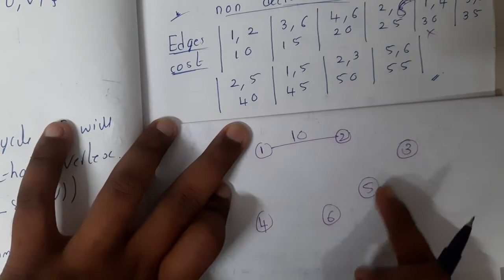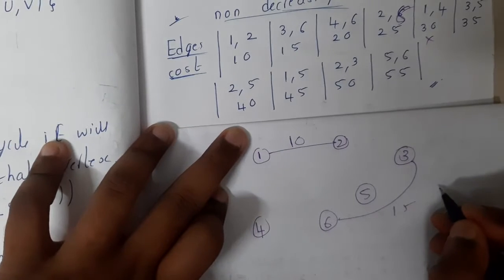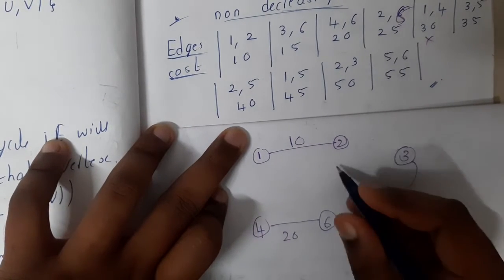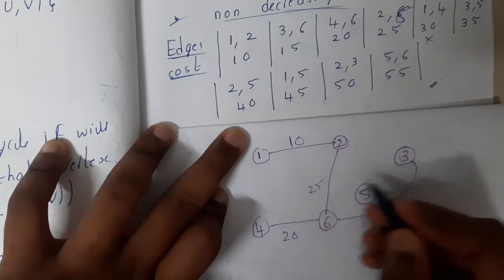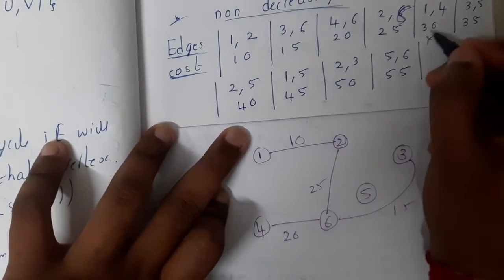Similarly 3 comma 6, previously there are no edges, so you will connect them, 15. Similarly 4 comma 6, there are no edges in between them, so 20. Similarly 2 comma 6, previously there are no edges, 25. 1 comma 4, if you place 1 comma 4, it will form a loop, right? Hence you will avoid 1 comma 4.